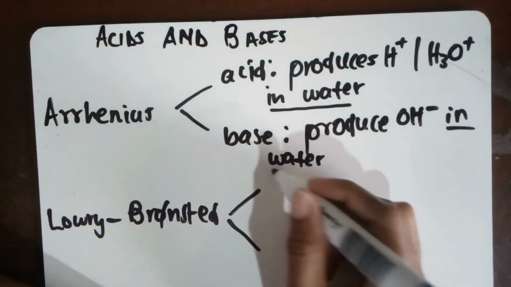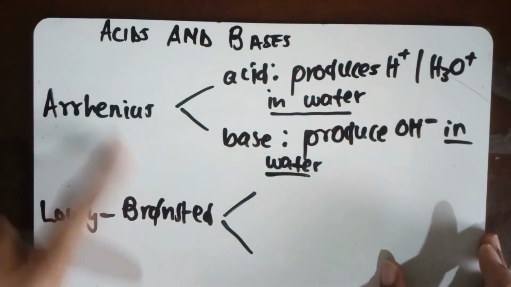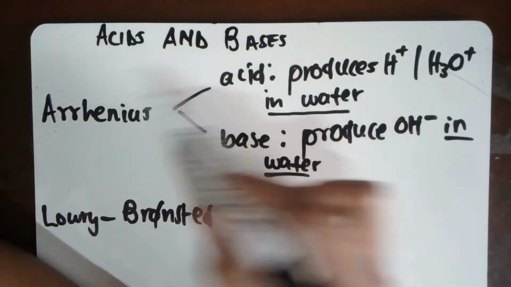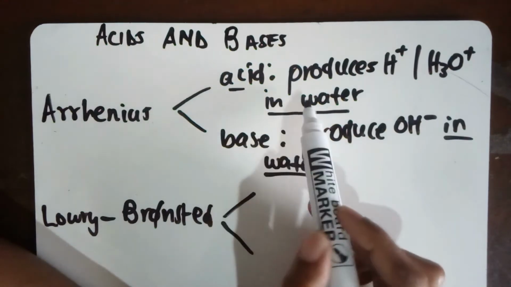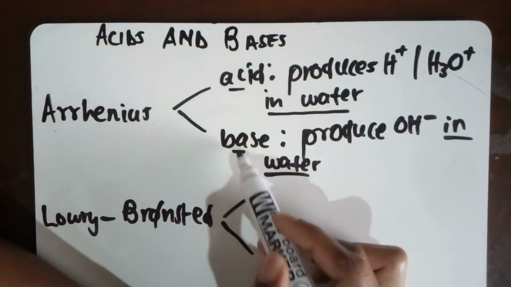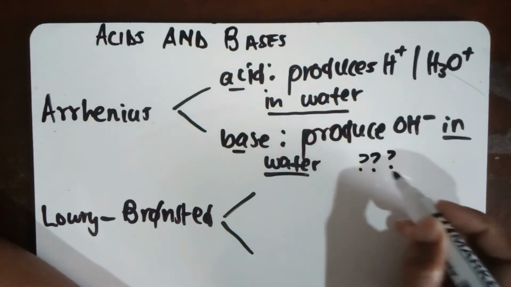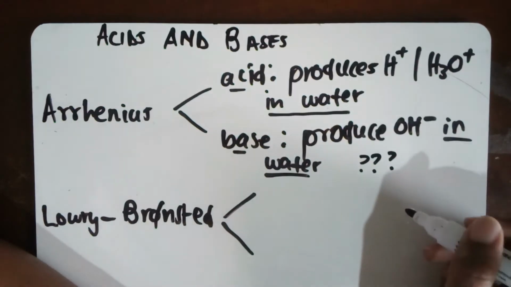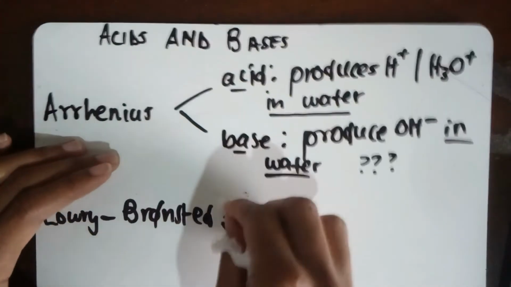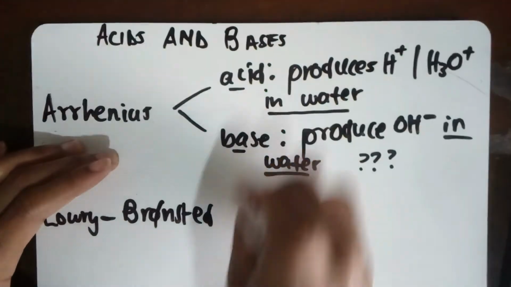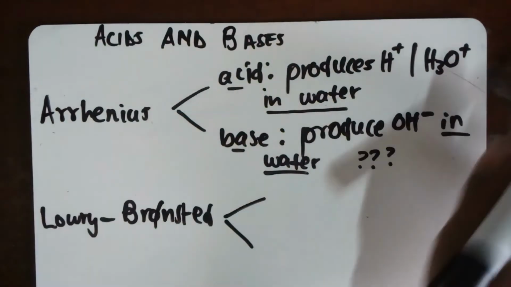And I'm sure you can already pick up a slight limitation of this model, because it requires the reaction to be occurring between the acid and water or between the base and water. What about instances when those reactions don't actually occur in water? So to make up for that limit, we can now use a different model, which is the Lowry-Bronsted model.